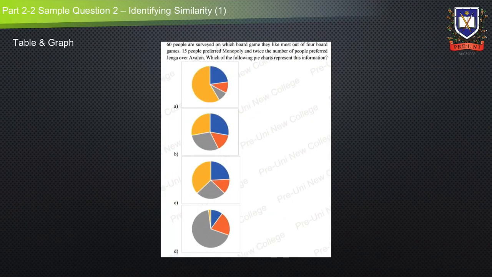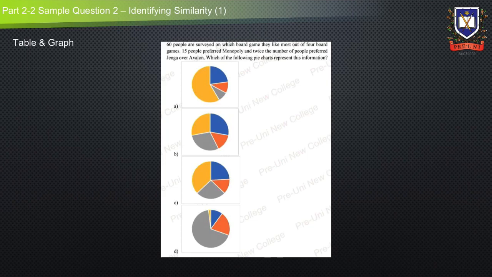Now let's continue to look at another example of a table and graph question from the Selective Thinking Skills exam. 60 people are surveyed on which board game they like most out of 4 board games. 15 people preferred Monopoly and twice the amount of people preferred Jenga over Avalon. Which of the following pie charts represent this information? The question falls in the Identifying Similarity category, as this question requires students to identify similarities between the verbal information and the pie graphs in the answer options.